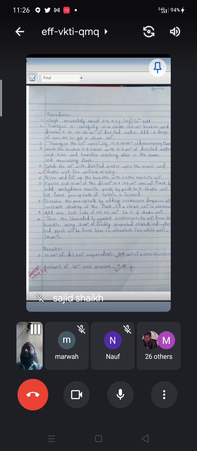First of all, we have seen the qualitative analysis. Now we have seen the quantitative analysis. Qualitative is just the identification. And quantitative estimation is nothing but how much amount of that particular thing is present in the given sample. It is called quantitative analysis. In the viva, that question may be asked.